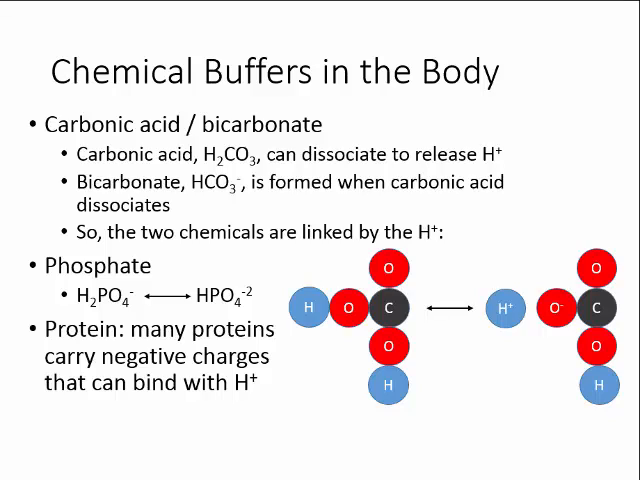Phosphate buffer works basically the same way. H2PO4- can give up a hydrogen ion to form HPO4-2. HPO4 can pick up a hydrogen to form H2PO4. Proteins are abundant in the plasma of the blood and in the cells of the body, and many of these proteins carry negative charges that can reversibly bind with hydrogen ions, so proteins are important buffers intracellularly and in the blood.